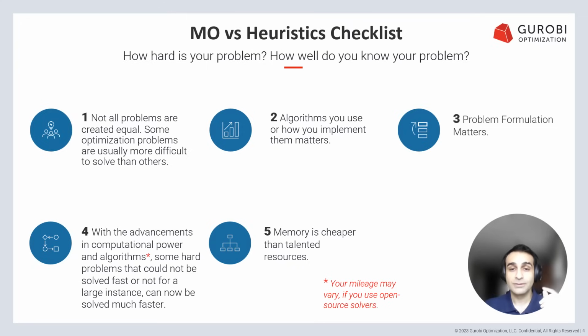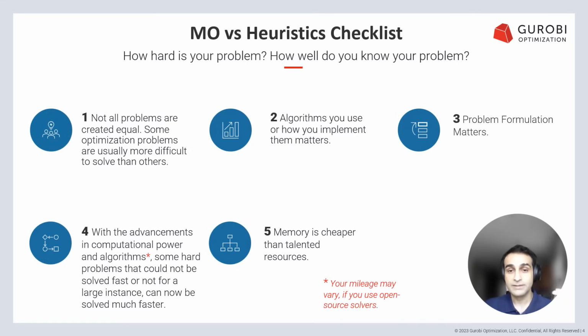Number one, not all problems are created equal. Some optimization problems are usually more difficult to solve than others. And don't just think that the number of variables and constraints in a model is the perfect indicator of how long it takes to solve the model or whether it's solvable or not. Nowadays, you may be able to solve models with millions of variables or constraints in a matter of minutes. And at the same time, formulate a model with hundreds of variables and a handful of constraints and fail to solve it.